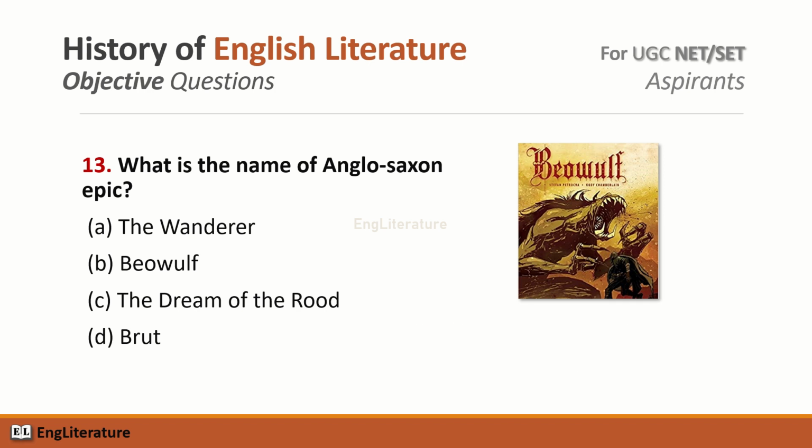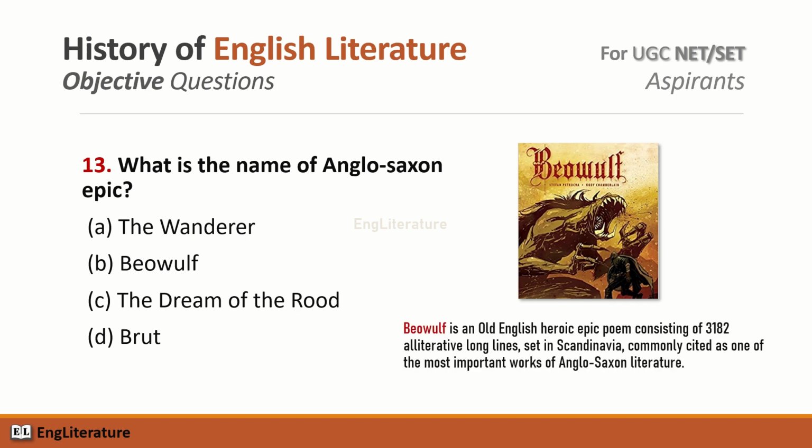What is the name of the Anglo-Saxon epic? Friends, Beowulf is an Old English heroic epic poem consisting of 3,182 alliterative long lines, set in Scandinavia, commonly cited as one of the most important works of Anglo-Saxon literature. Here the right choice is number B. Beowulf is the name of the Anglo-Saxon epic.